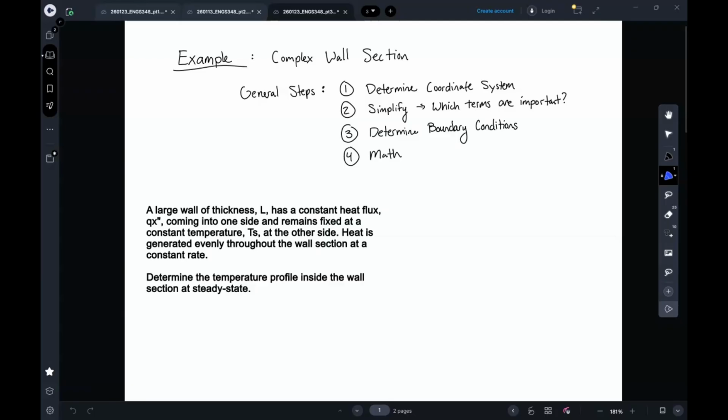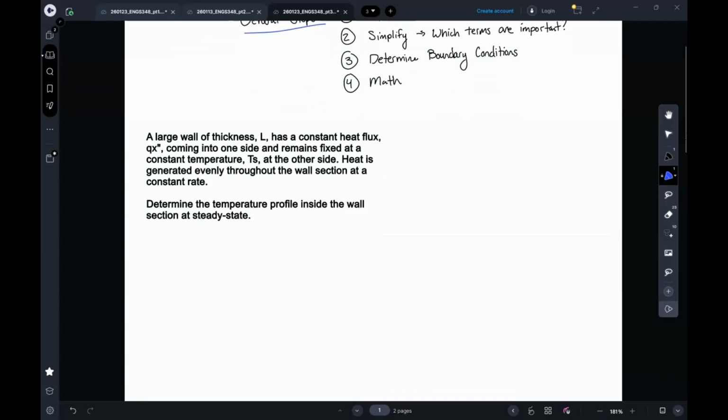The basic steps, or general steps, for solving a complex wall section are going to be the same regardless of how we're doing this. We're going to first determine the coordinate system that's most appropriate, whether that's Cartesian or cylindrical or spherical coordinates. We're then going to take our big ugly heat diffusion equation and simplify it here in step 2. Then we're going to determine what's happening at the surface and what boundary conditions we want to use. And then we're going to do some math. So let's see how this can work out with a complex wall section.